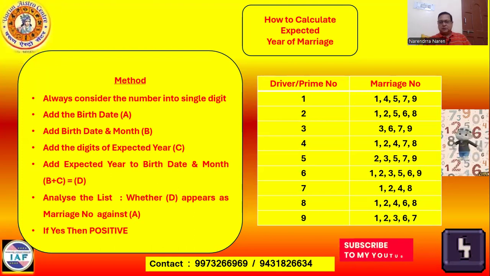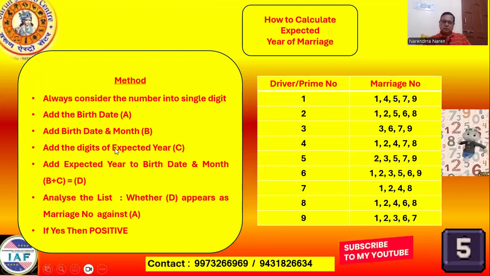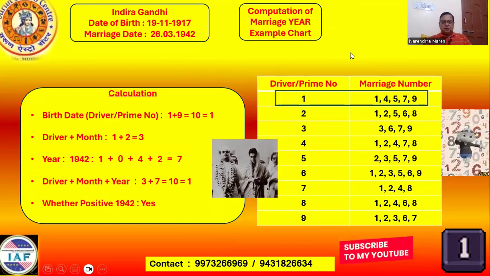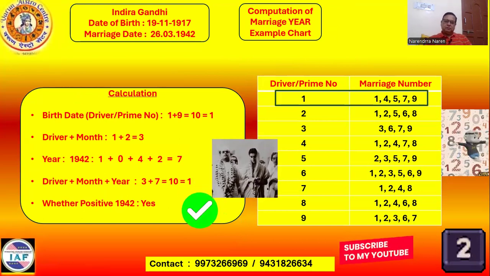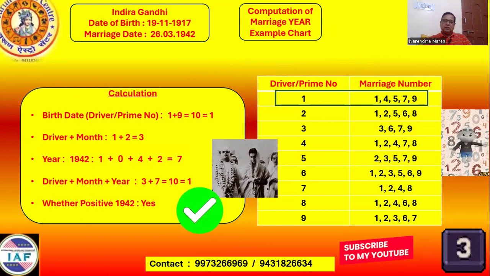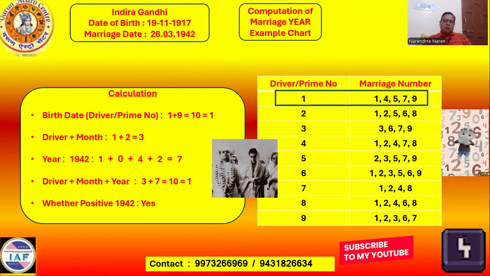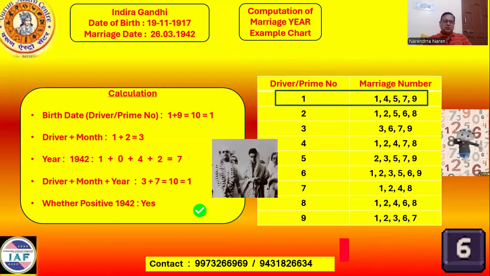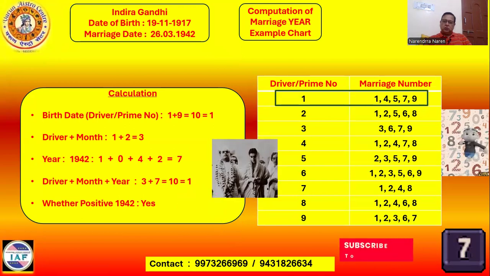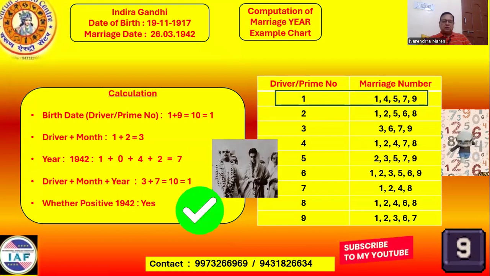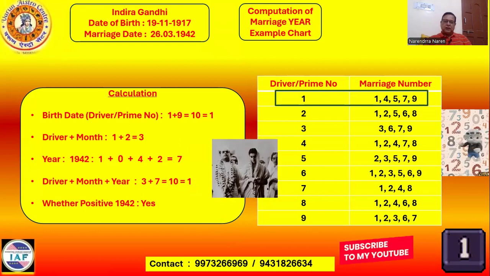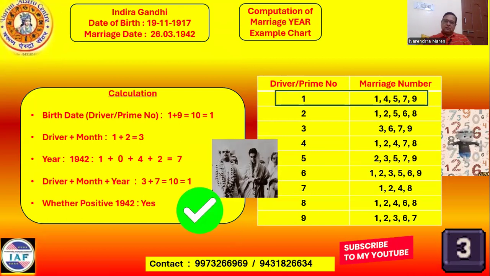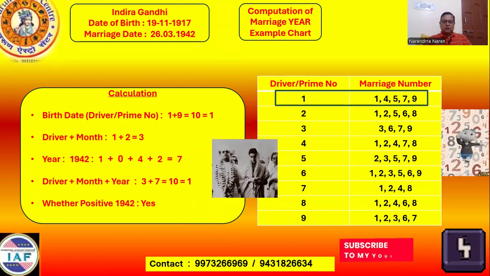Let us see some examples. Example chart. Here is the birth date of the late Mrs. Indira Gandhi. Her date of birth is 19-11-1917, and the marriage happened in the year 1942. 26th March is the date and month, which is ignored. So here I will consider the date and month from the birth date and the year from the marriage date.